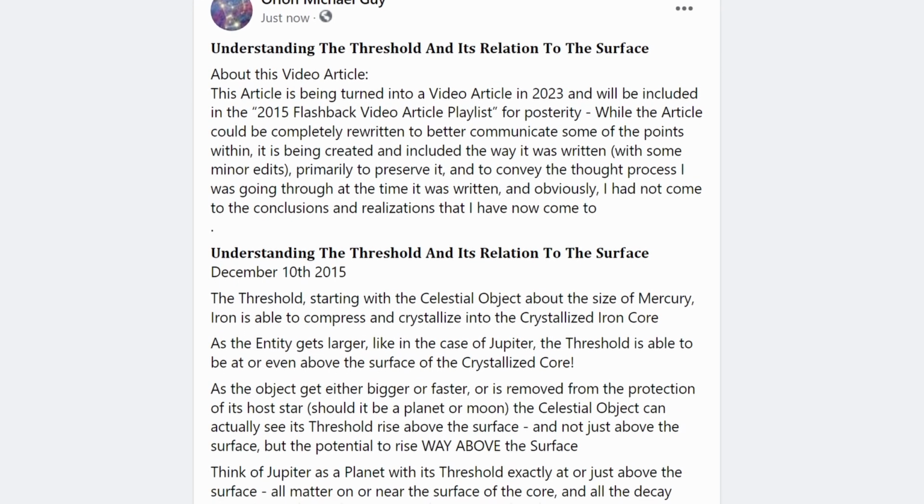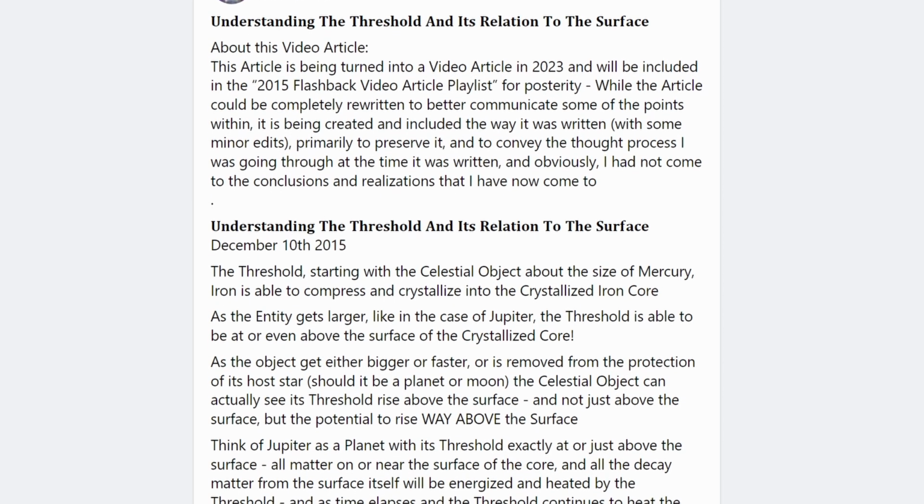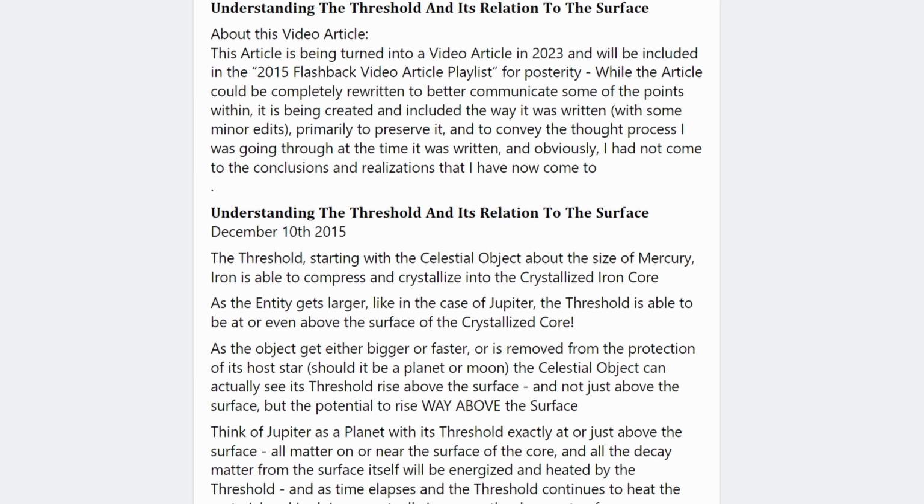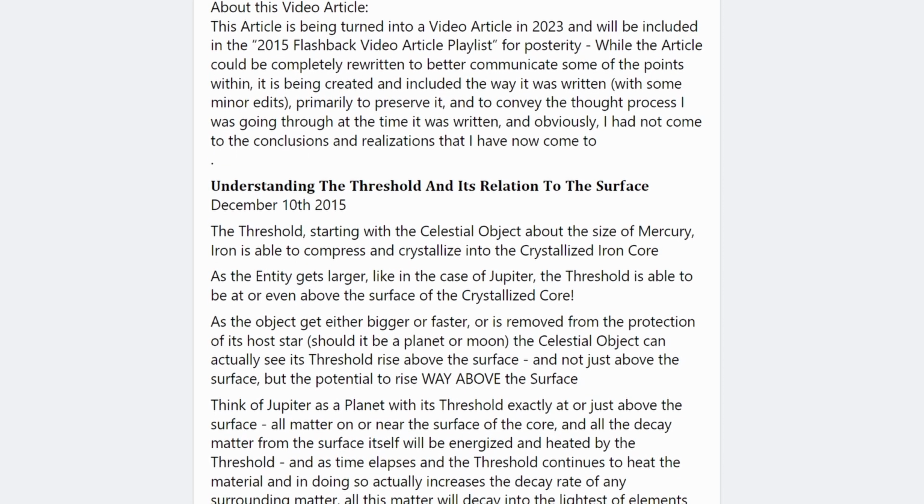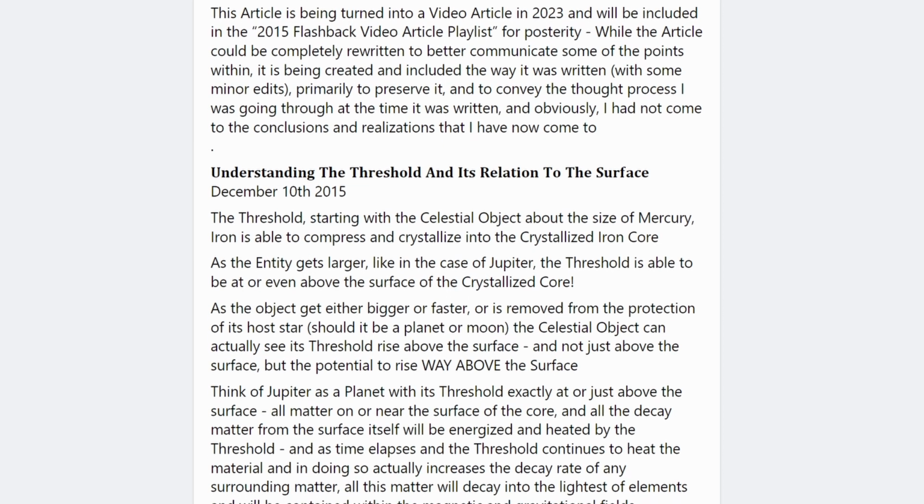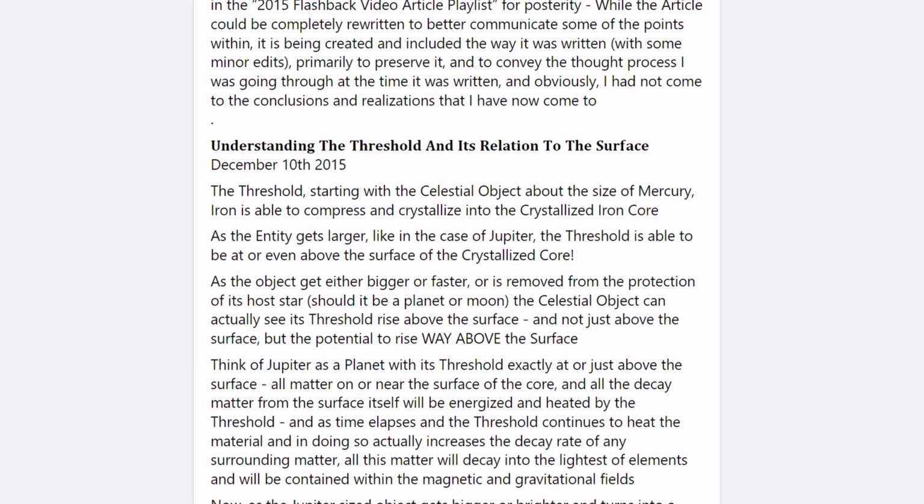Understanding the threshold and its relation to the surface. December 10, 2015. The threshold, starting with the celestial object about the size of Mercury, iron is able to compress and crystallize into the crystallized iron core. As the entity gets larger, like in the case of Jupiter, the threshold is able to be at or even above the surface of the crystallized core.